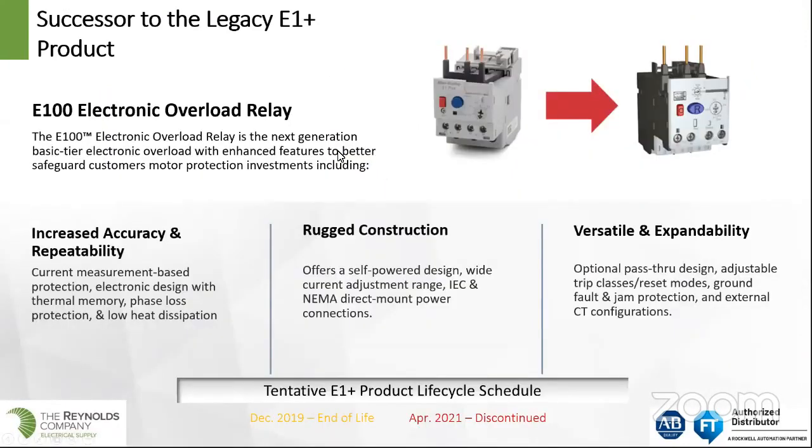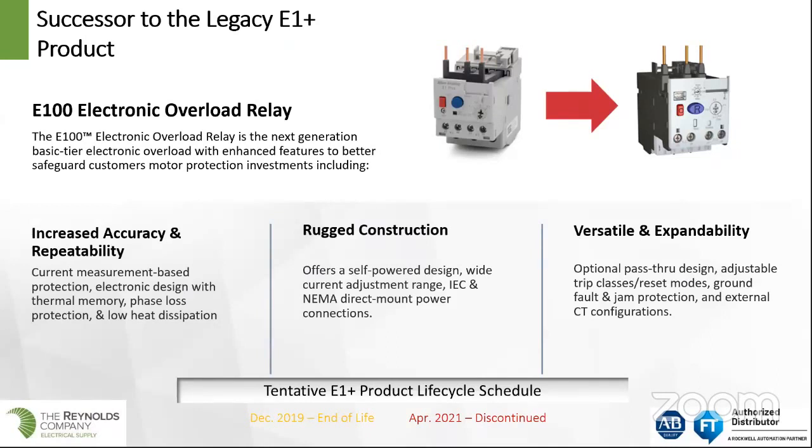So a little more information on the E100. Again, the E100 has been updated to the latest microprocessor ASIC chips. So with that, it gives us some increased accuracy and repeatability. So better current measurement, electronic design, better thermal memory. Still has the phase loss protection, but a lower heat dissipation as well. Super rugged construction like the predecessor as well. Can be direct mounted to IEC contactors or NEMA direct mount to those contactors as well.